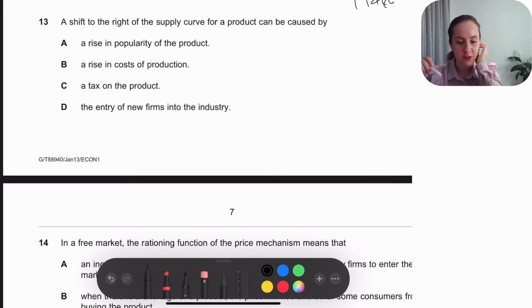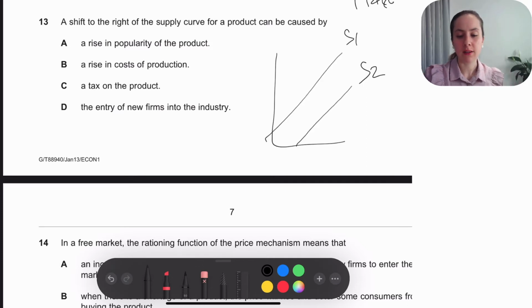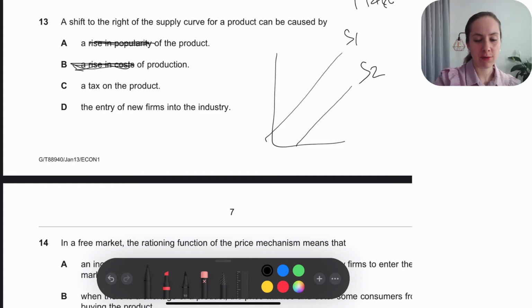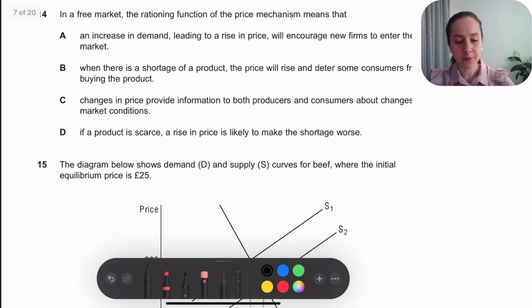Shift to the right of the supply curve can be caused by, we're looking for something that makes it easier to produce, like a reduction in average costs. So popularity will affect demand. Rising costs is the wrong way around. We want less costs. Tax. Less costs, we need not more costs. More firms into the industry. Yeah, there'll be more supply.